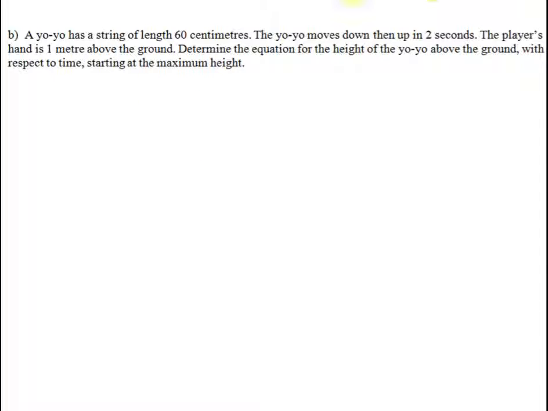Okay, so let's pinpoint some of the important things. The length of the yo-yo is 60 centimeters. We'll see how that's helpful. It moves down then up in 2 seconds, so a full motion of the yo-yo down then up would be 1 cycle. So this essentially gives us the period. The player's hand is 1 meter above the ground, and we want to determine an equation for the height with respect to time, and we want to start at the maximum. Let's see how we can use this to come up with the equation.